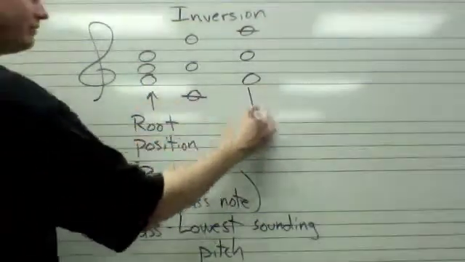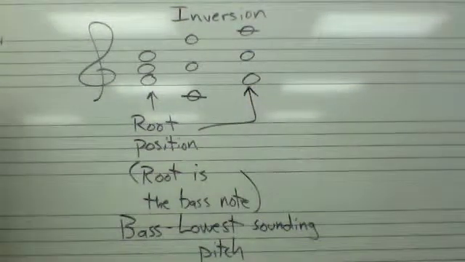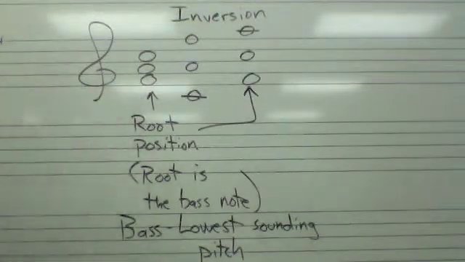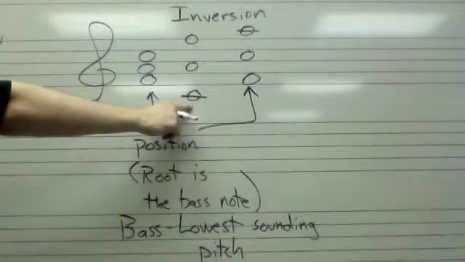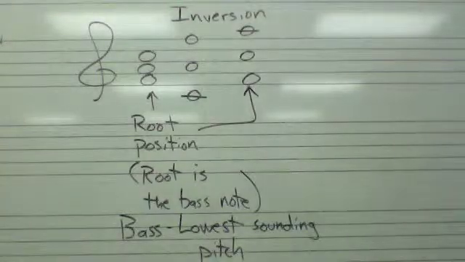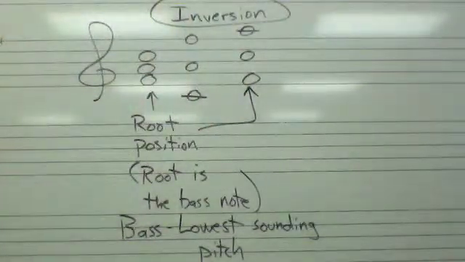This chord is also in root position. Even though it's jumbled, the root and the bass are still the same. The only aspect of the chord which makes it root position is if the root and the bass are the same. And both of these share that characteristic. In this chord, it's still an F major chord, but there's a C in the bass this time. So the root is not in the bass. This is not root position. This is what's called an inversion.